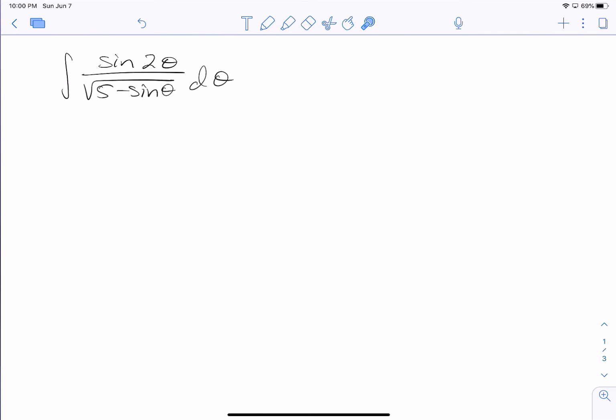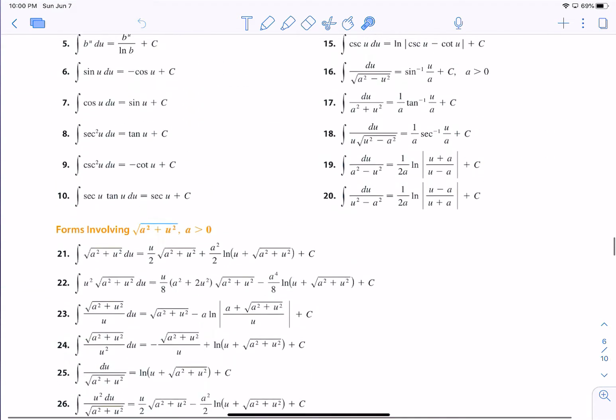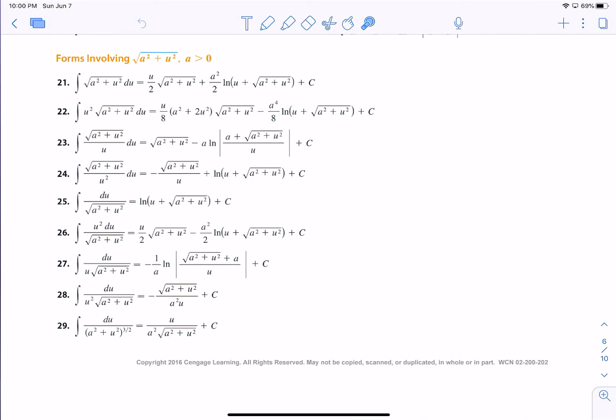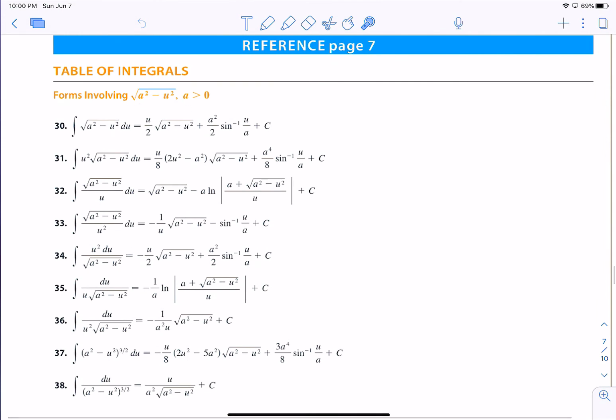Continuing our work with integral tables, we have the integral of the sine of 2 theta divided by the square root of 5 minus the sine of theta d theta. Let's look at our table. Looking again at the types of integrals we have, our basic integrals, forms involving the square root of a squared plus u squared, the square root of a squared minus u squared.